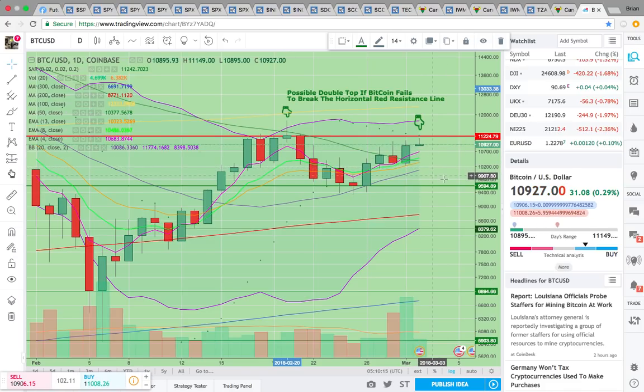If those levels break, that's where you get the correction, and it drops below 10,000, and you see the 9,000s again. But this is a crucial level on the charts, and there's $1,000 to $1,100 upside potential if it can break this level.